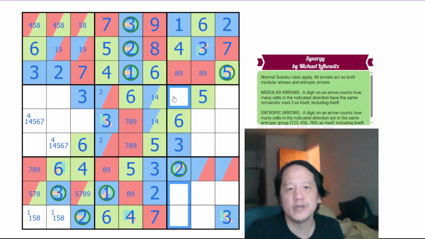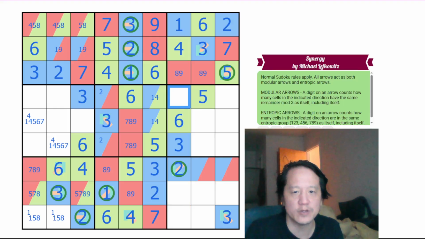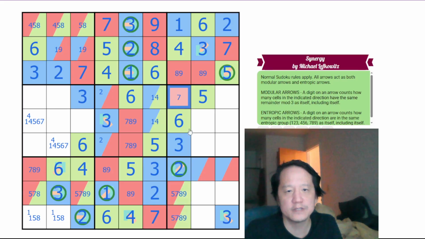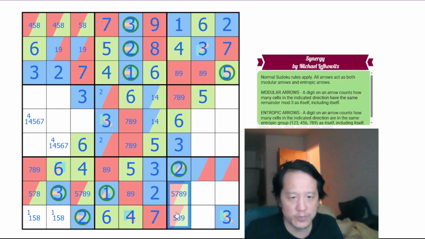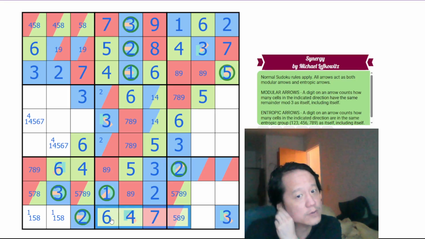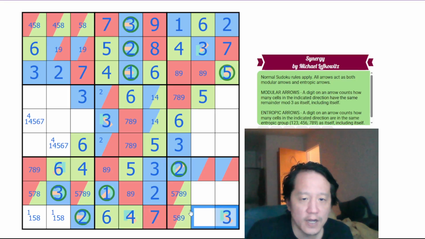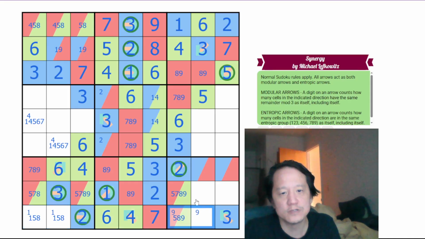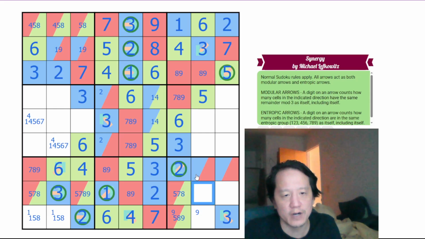So we have remaining digits are 4, 5, 7, 8, 9. 5 cannot be here. So this must be high as a 7, 8, 9. So this is high or 7, 8, 9. No 7 here because of 7 in the row. Where's the 9 in row 9? It has to be one of these 2 digits, which eliminates 9 in the rest of the box.